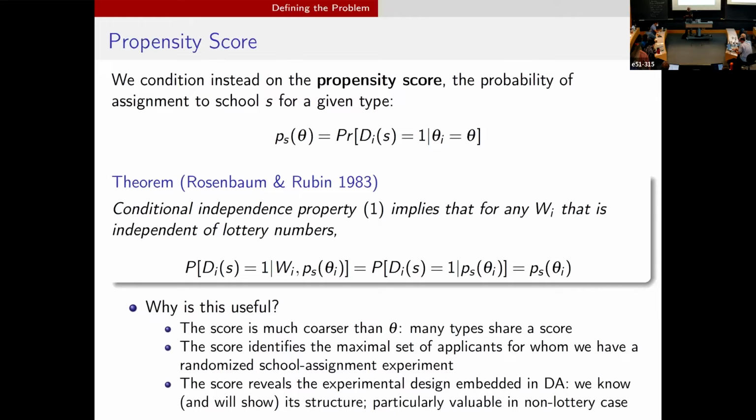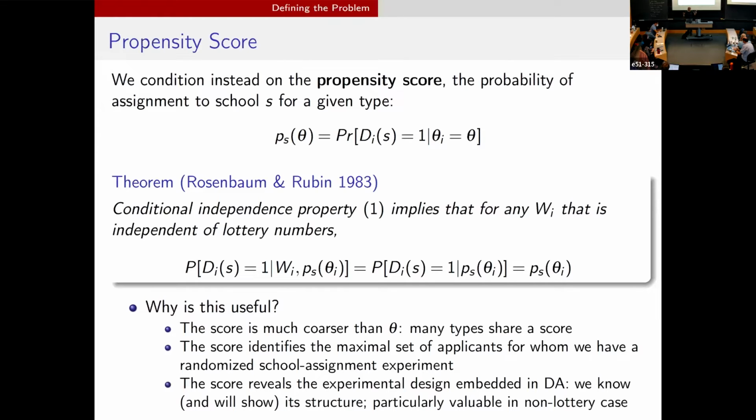So the score is going to be much coarser than theta because we might have applicants who have different values of theta, but have the same exact conditional probability of being assigned to a given school, okay? A simple example of that is, let's say I applied to school A and John applied to school B as his first choice, and then he applied to school A, but school B does not admit anyone named John. Okay, that's the priority at school B. Then the fact that you applied to school B is irrelevant for whether you get assigned to school A.